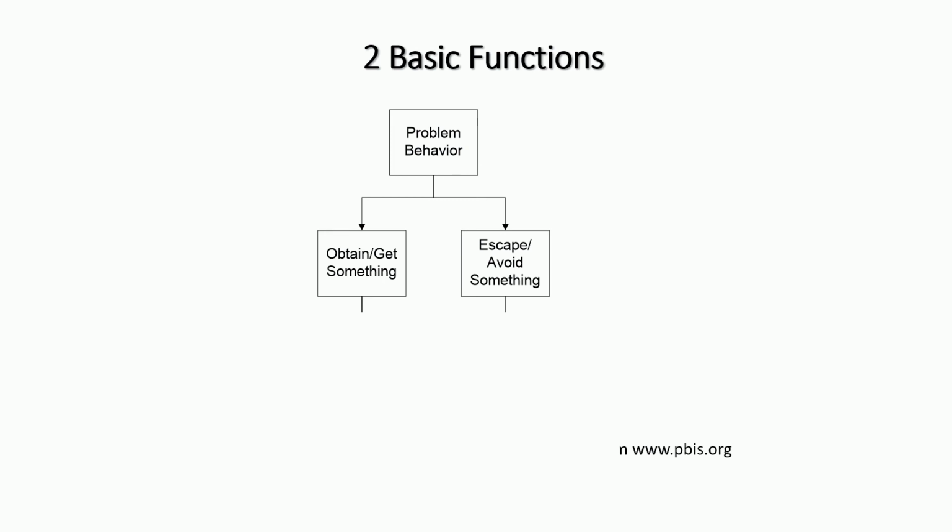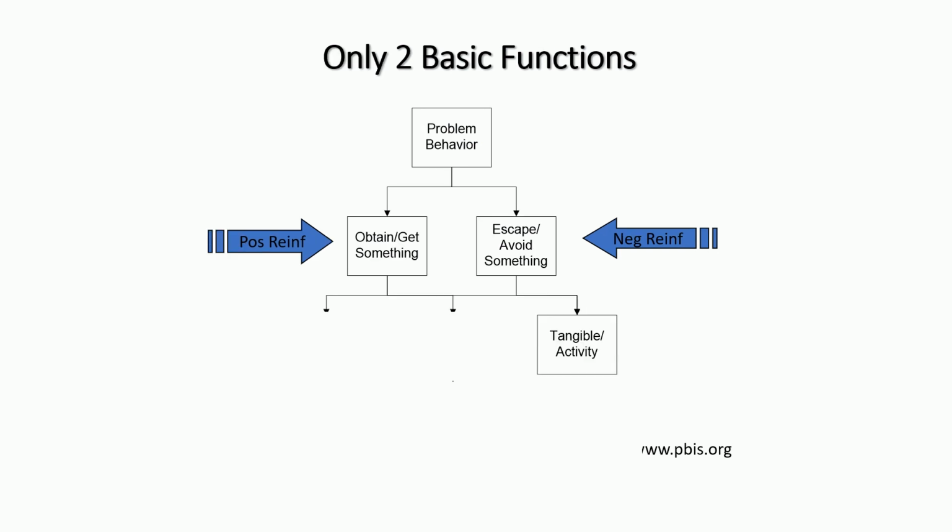You have challenging behavior, or any behavior for that matter. And the two basic functions are to obtain or get something, or to escape or avoid something. To obtain something would be positive reinforcement, while escaping or avoiding would be negative reinforcement. Then you can escape or avoid or obtain or get a tangible activity. So this could be a can of soda, this could be computer time, this could be access to a particular item. So it could be that you want to get that item or activity, or that you want to escape or avoid that item or activity.